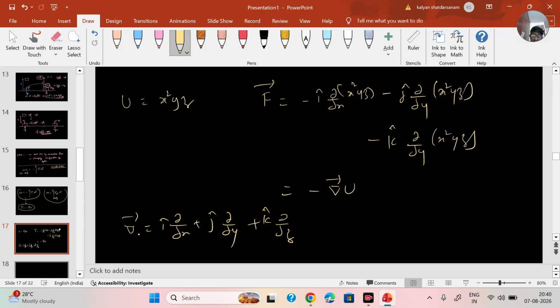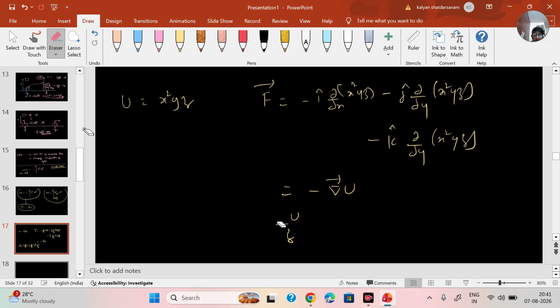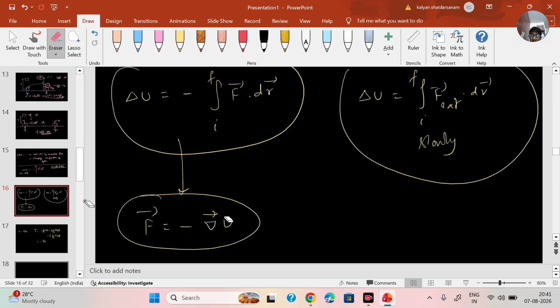This is an operator. You can operate it on a scalar directly. So potential energy is a scalar. But del U is not force. Minus del U is force. So I would put a minus sign here. Minus del U. So that's the reverse. So if you know potential energy, you can get force by using the del operator. If you know force, you can get change in potential energy by using the integral.